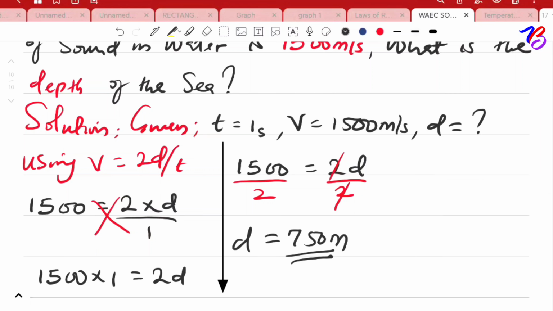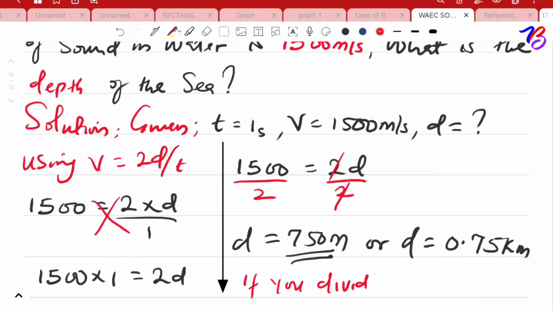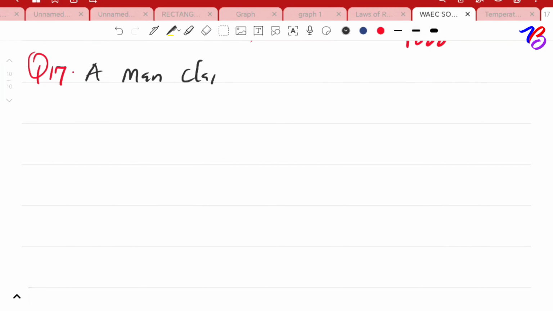Now, in some of these questions you might be asked to leave your answer in kilometers. So this will give us 0.75 kilometers. Are you here? Now, for you to achieve this, you will divide 750 by 1000, and you will get the answer that you are seeing. Alright, let's proceed further with this question.